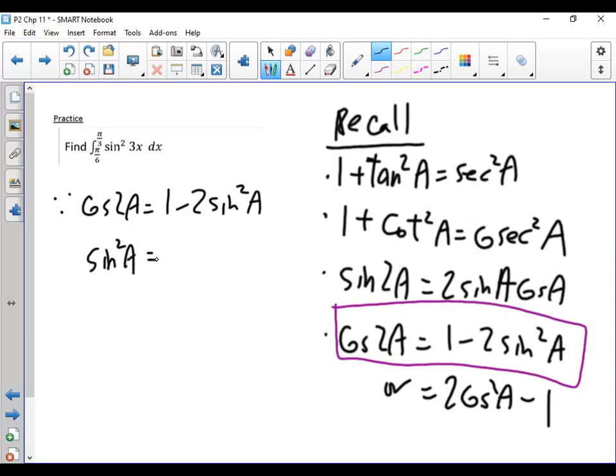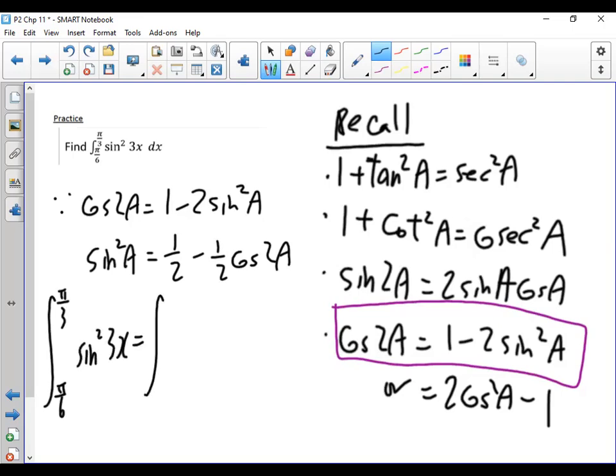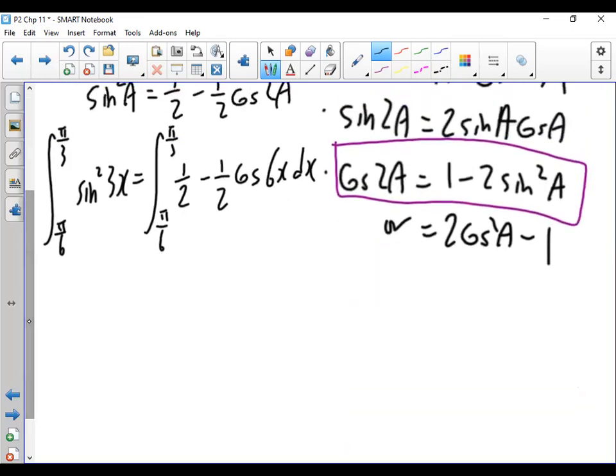I'm just continuing in here. If I rearrange it, you should get a half minus a half cos 2a. So therefore, the integral from pi over 6 to pi over 3 of sine squared 3x equals the integral from pi over 6 to pi over 3 of a half minus a half cos 2a. My a is 3x, so it'll be cos 6x dx. Next, integrating a half gives a half x. And then minus a half, integral of cos 6x.